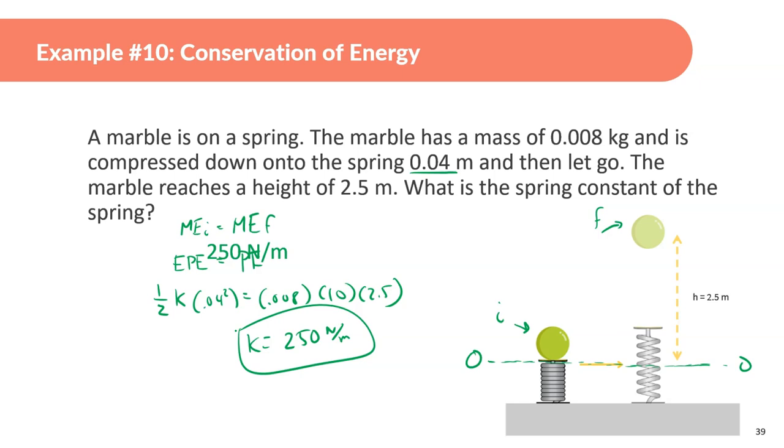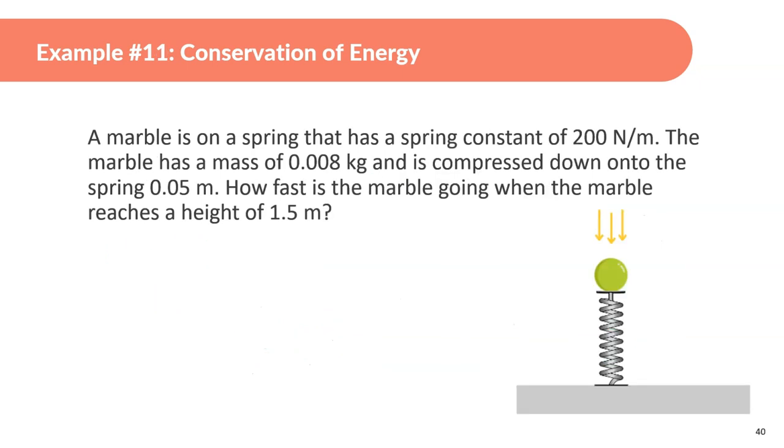Alright, moving on. Okay, I guess we're doing similar. A marble is on a spring that has a spring constant of 200 Newton per meter. The marble has a mass of 0.008 kilograms, compressed down onto the spring 0.05 meters. How fast is the marble going when the marble reaches a height of 1.5 meters? Okay, so this one's a bit tricky, so I'm going to write it all out, and then we'll take it slow. So again, writing out all the energies and thinking about each one.